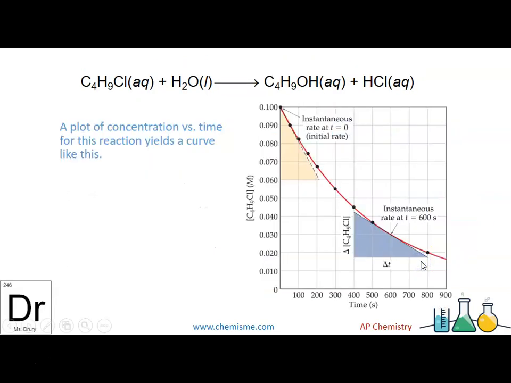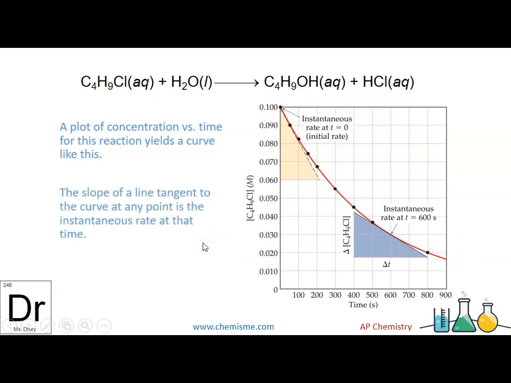So looking at this graph again, anything that's decreasing over time has a negative slope. And when you plot it, it's not a straight line, right? Because at first it's going to react really fast, and as you go, it's going to react slower and slower and slower. So you have that red curve like this. The slope of a line tangent to the curve at any point is that instantaneous rate. How fast is it going right here on this one part, right?